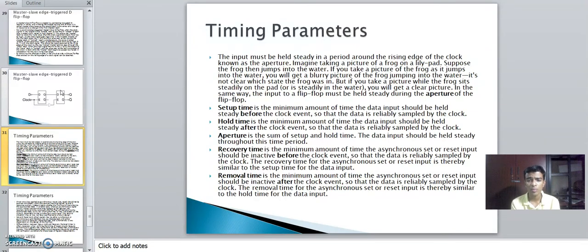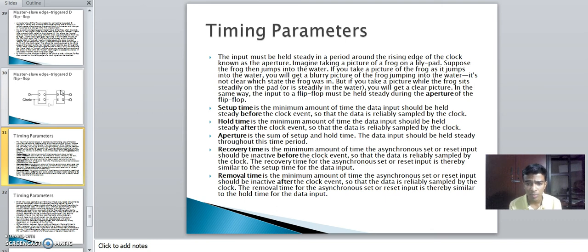Setup time is the minimum amount of time the data input should be held steady before the clock event, so that the data is reliably sampled by the clock. Hold time is the minimum amount of time the data should be held steady after the clock event, so that the data is reliably sampled by the clock. Aperture is the sum of setup and hold time. The data input should be held steady throughout this time period.